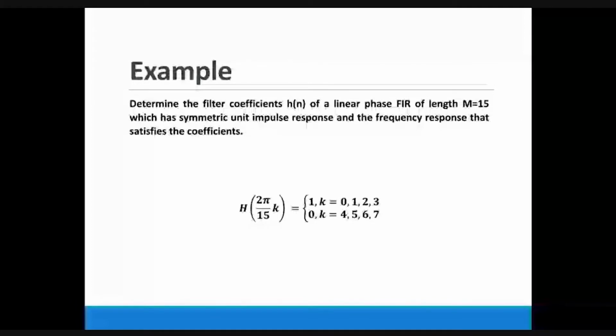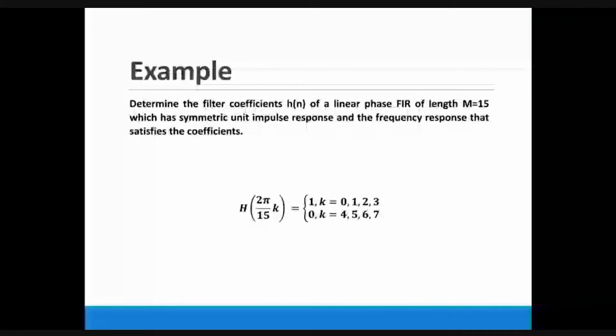So just note down the first example. Determine the filter coefficients h of n of a linear phase FIR filter of length M equal to 15, which has a symmetric unit impulse response and a frequency response that satisfies the following condition: H(2 pi k by 15) is equal to 1 for the values of k from 0 to 3, and 0 for the values of k from 4 to 7. Okay, so we have to solve this using the frequency sampling method.